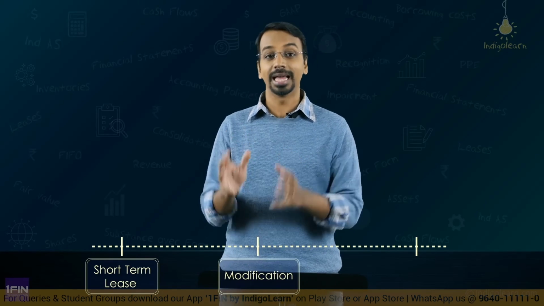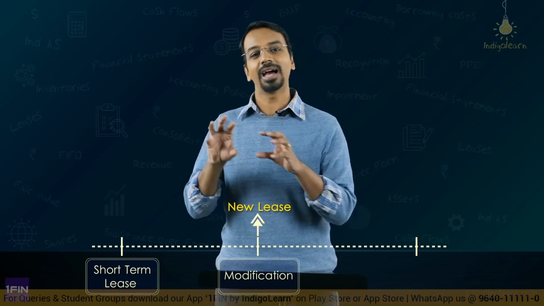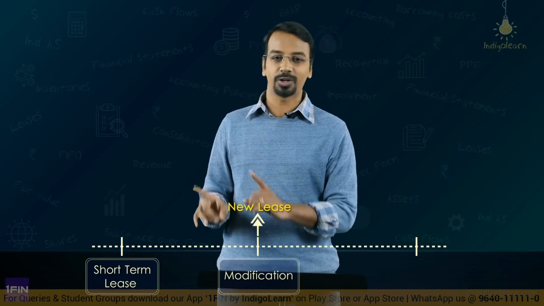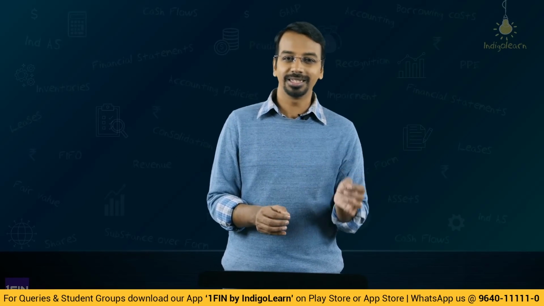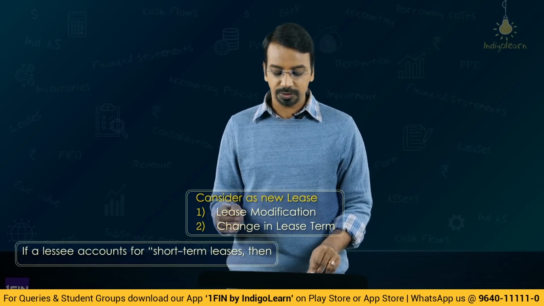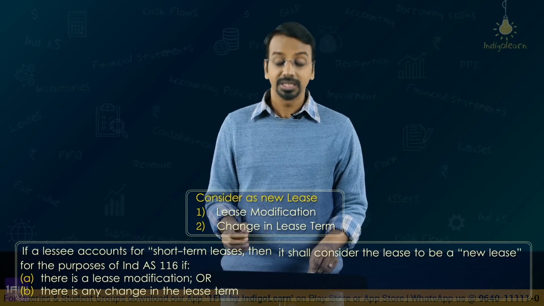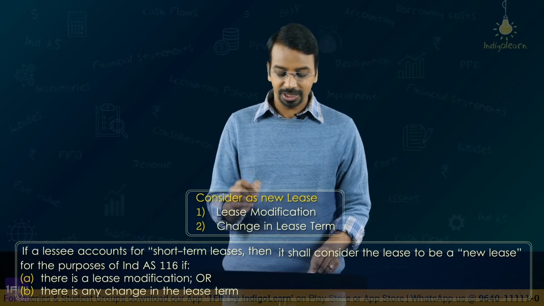Now, if the lessee has accounted for something as a short-term lease and there is a lease modification later on, then you will consider the lease modification to be a new lease altogether. So you will have to evaluate the new lease with a fresh set of eyes. That is one aspect. The second thing is, if there is a change in lease term, for example, there is an option to extend and the lessee is now reasonably certain to exercise that option to extend, even in that case, you will consider this change to be a new lease. So what the standard says is, if the lessee accounts for short-term leases, then the lessee shall consider the lease to be a new lease if there is a lease modification or there is any change in the lease term.